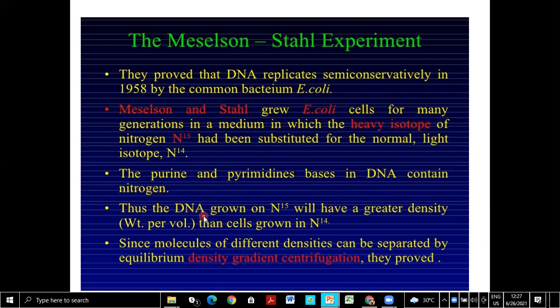Thus the DNA grown on N15 will have a greater density because N15 is heavier. So the bacteria having DNA with N15 are denser than the ones having N14. Since the molecules have different densities, they can be separated by equilibrium density gradient centrifugation, and by this experiment they proved that DNA replication is semi-conservative.